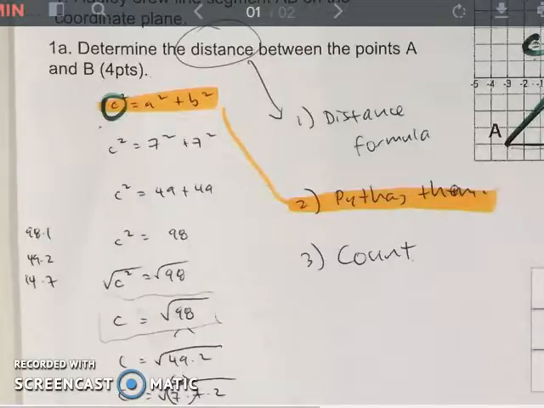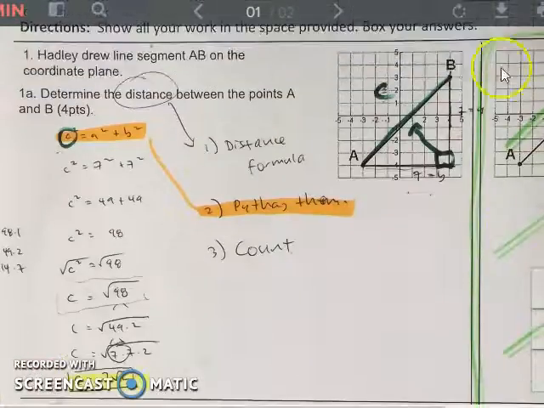Okay. Question number 1. Hadley drew line segment AB on the coordinate plane. So here's A and B. Determine the distance between the points A and B. So distance, you can count a horizontal or a vertical, but you cannot count a diagonal. 1 out of every 3 students was making that mistake. They thought you can count the diagonal here and just get an answer.